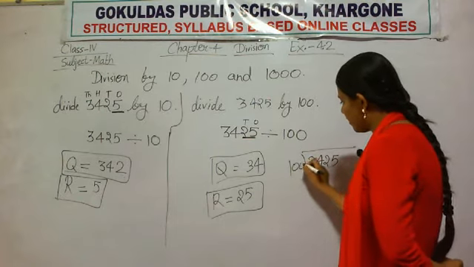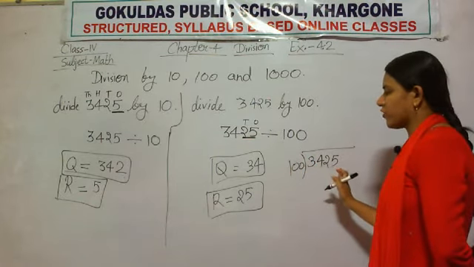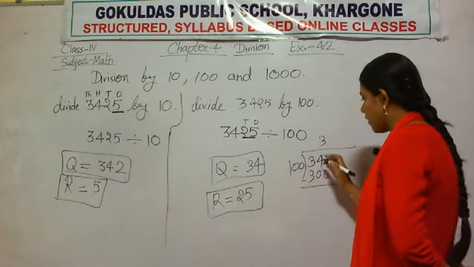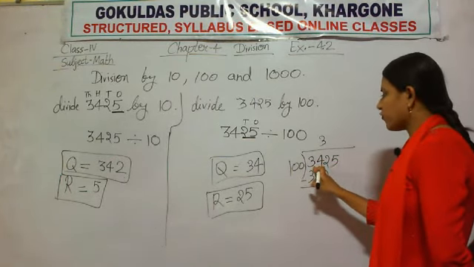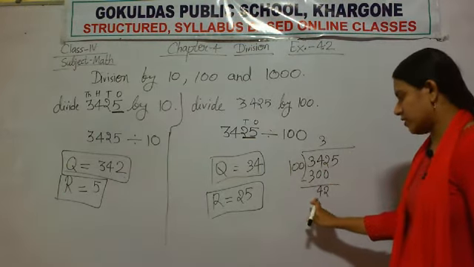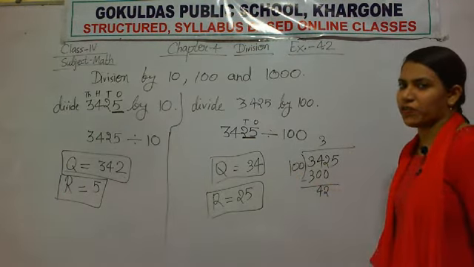When we divide 3425 by 100, 100 threes are 300. When we subtract 300 from 342, our answer is 42. Now 42 is smaller than 100, so we cannot divide.